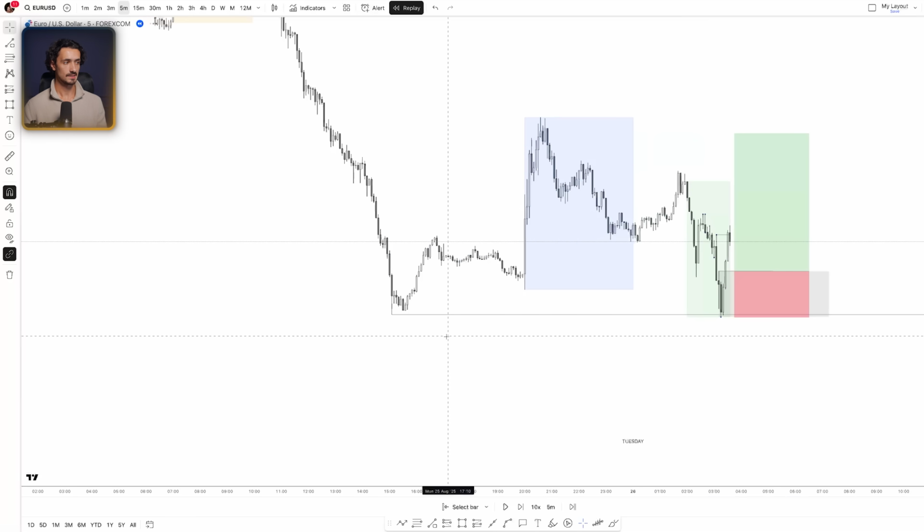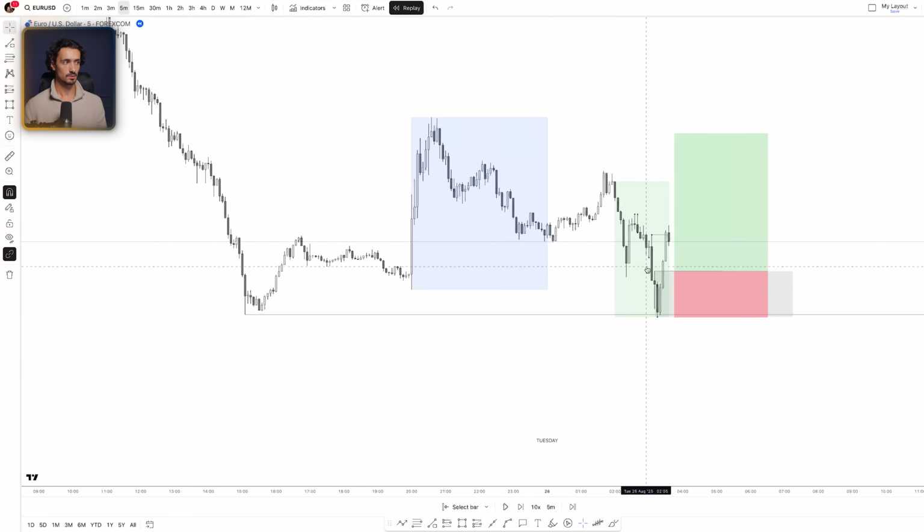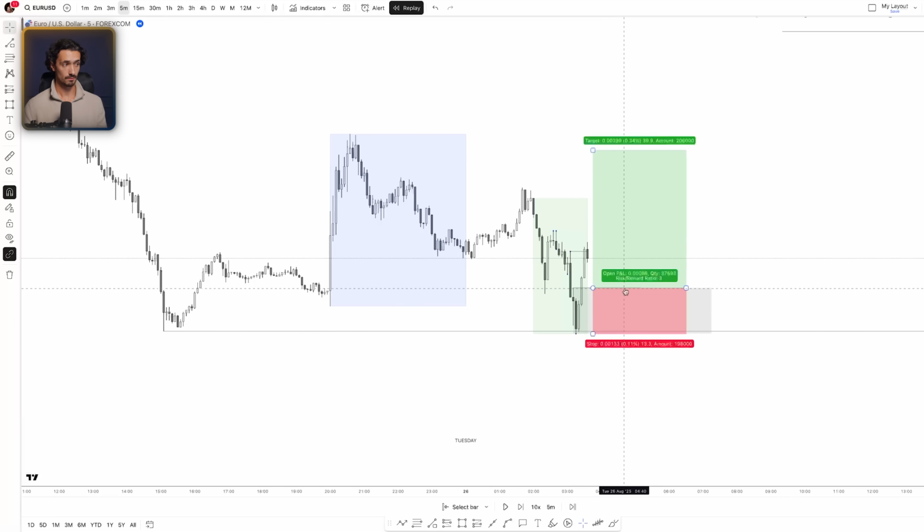That is literally it. Step 1, we sweep previous day's low. Step 2, we have a market structure shift. And step 3, we set this order and we wait for 3 risk to reward.